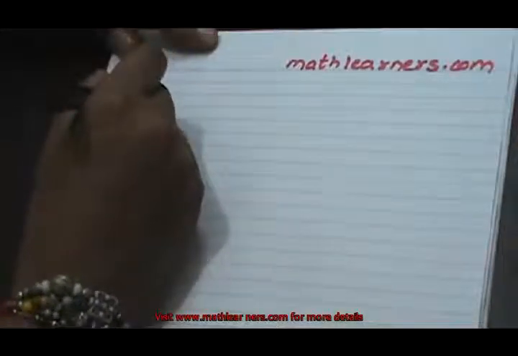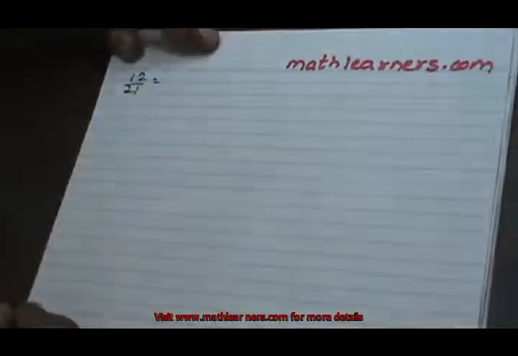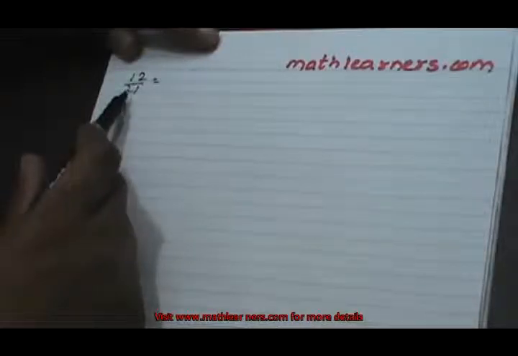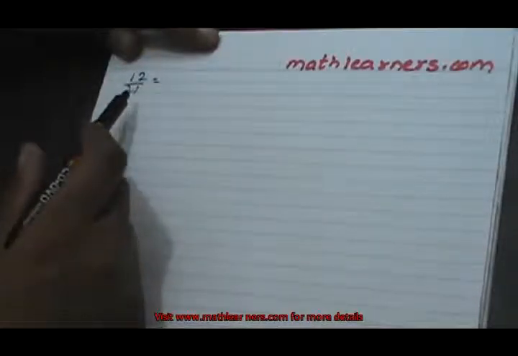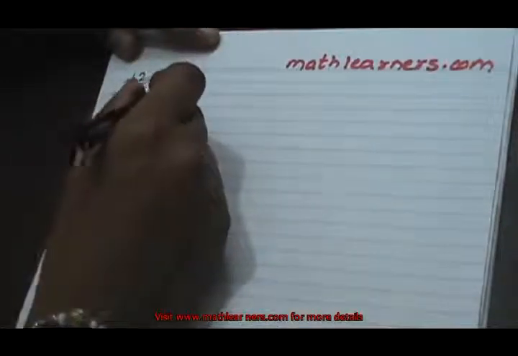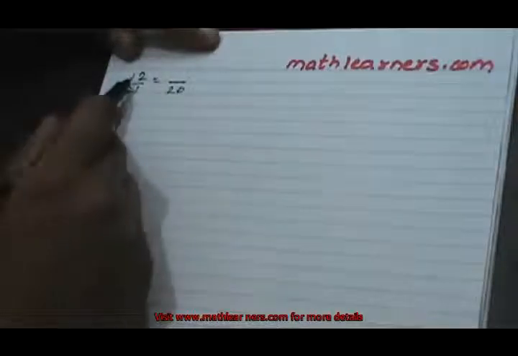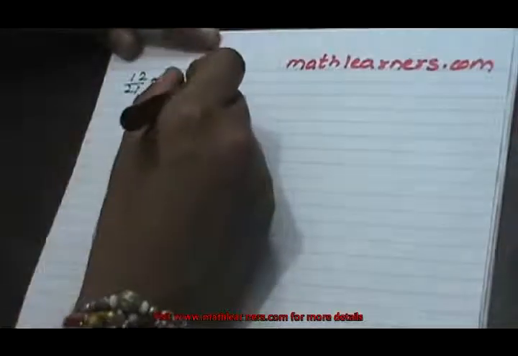Let's say suppose we want to divide 12 by 21. So the denominator is ending with 1. When the denominator is ending with 1, 2, 3, 4, we decrement the denominator to the nearest multiple of 10, so it comes as 20, and at the same time we decrement the numerator by 1, so it comes as 11.